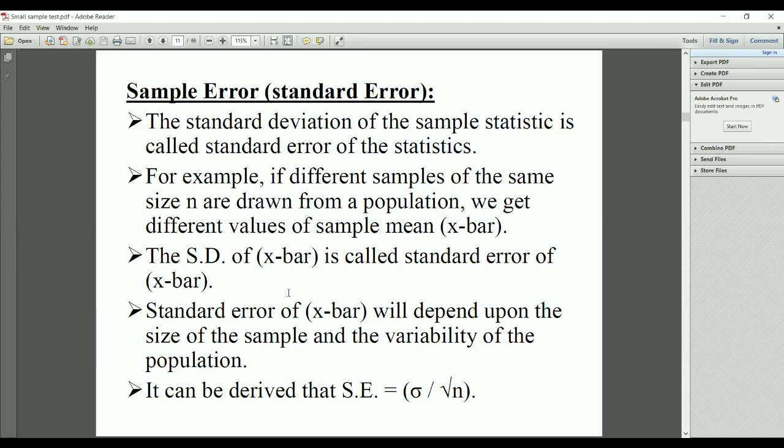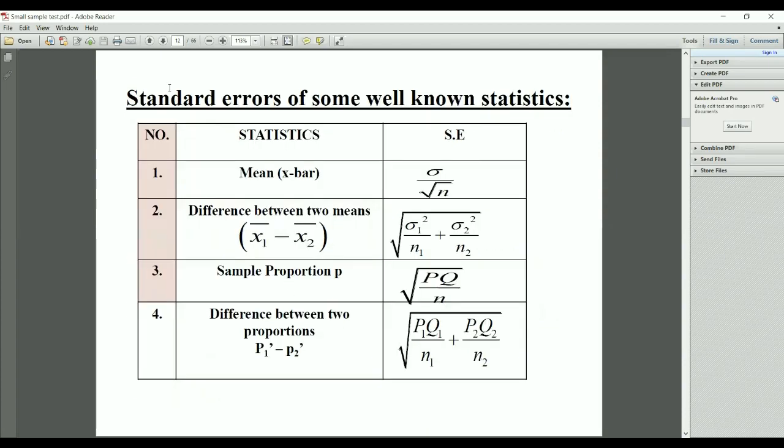So the standard error of x bar will depend on the sample size and the variability in the population. The lower the standard error, the more consistent our data will be. So how to calculate the standard error? That is sigma upon root n. The formula for standard error is sigma upon root n. So this is the standard error of some well-known statistics.